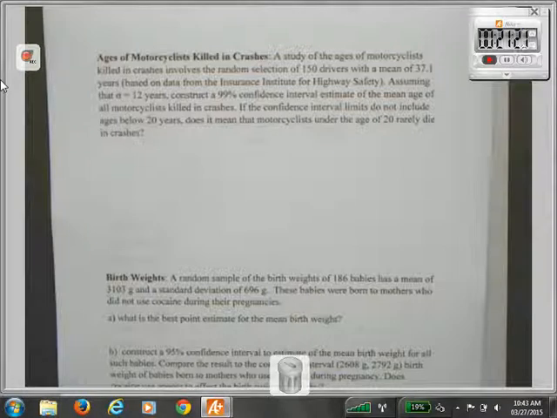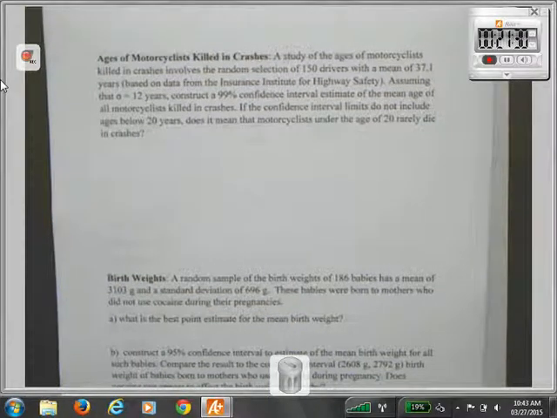Okay, so motorcyclists killed in crashes. Be careful if you're going to ride a motorcycle. Be very, very careful, because other cars don't pay attention to you. They miss the fact that you're there.